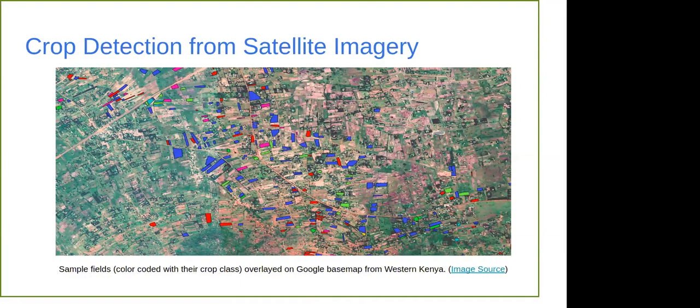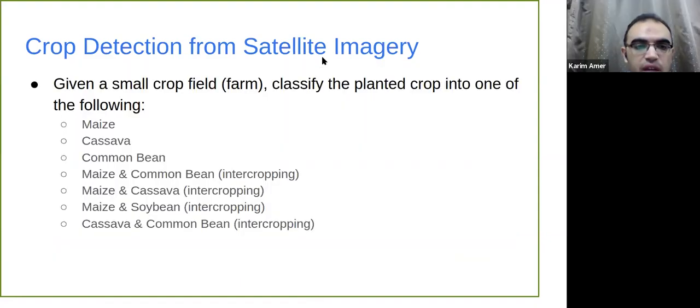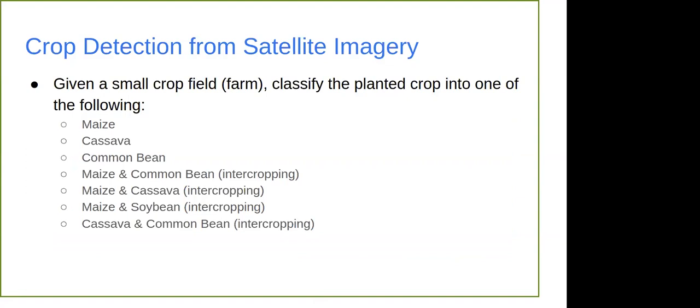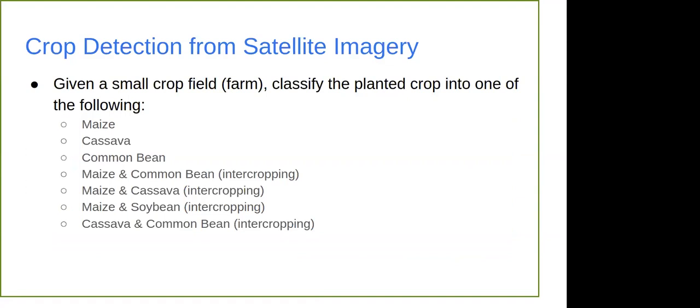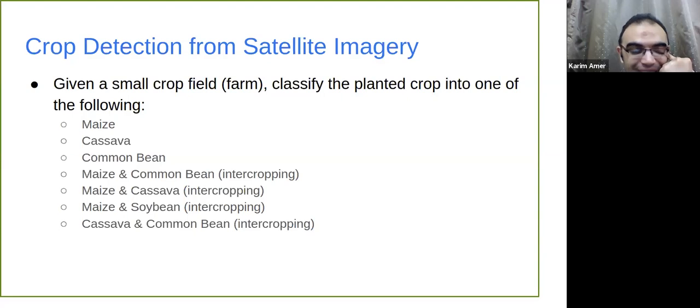Okay. Apart from the maize, are there other classes? Could you mention the other classes? It's cassava, common bean, and 4 other classes that are intercropping actually, which made things much more difficult. It's maize and common bean, maize and cassava, maize and soybean, cassava and common bean. I tried to make use of this information, but it didn't work at all.